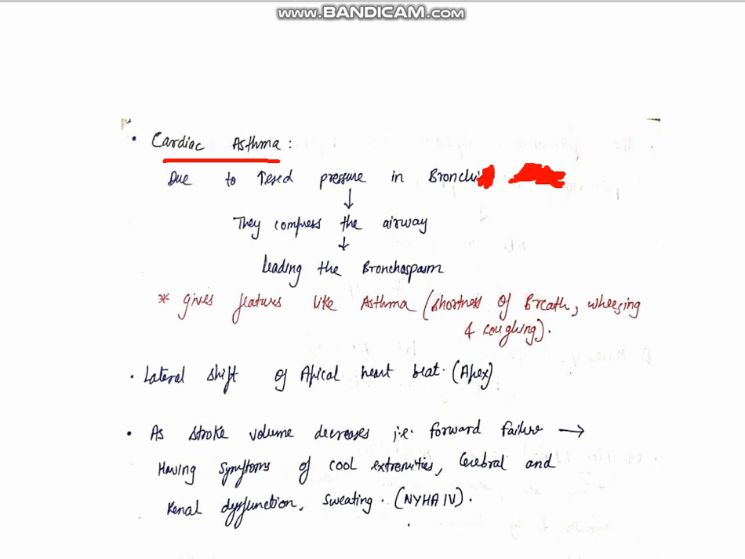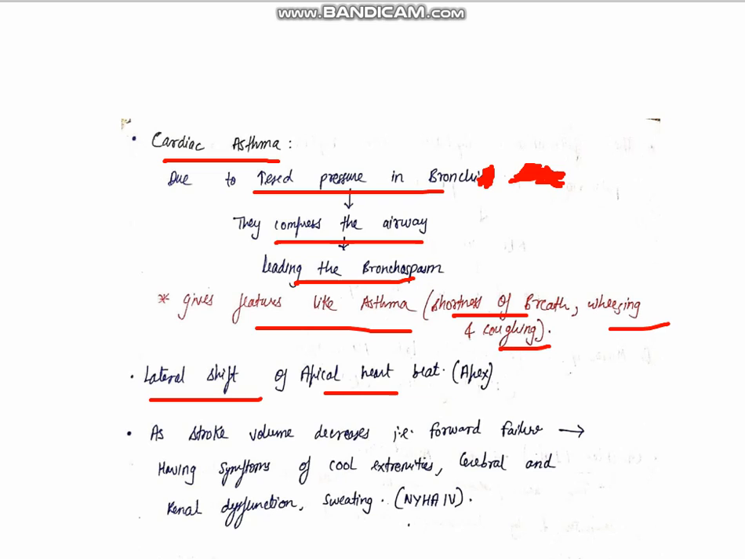A few words on cardiac asthma. As the fluid is accumulating in the lung, it gathers around the bronchi, which will increase the pressure in the bronchi and compress the airway, leading to bronchospasm. The features are like asthma. Features of asthma are shortness of breath, wheezing and coughing. We can see the lateral shift of the apical heartbeat also.